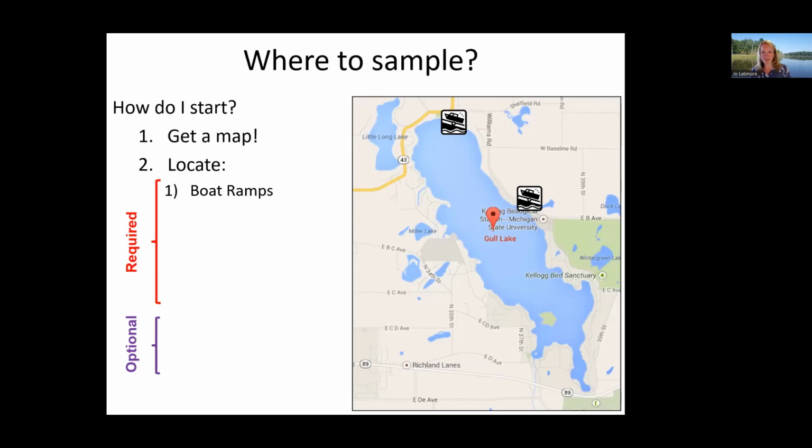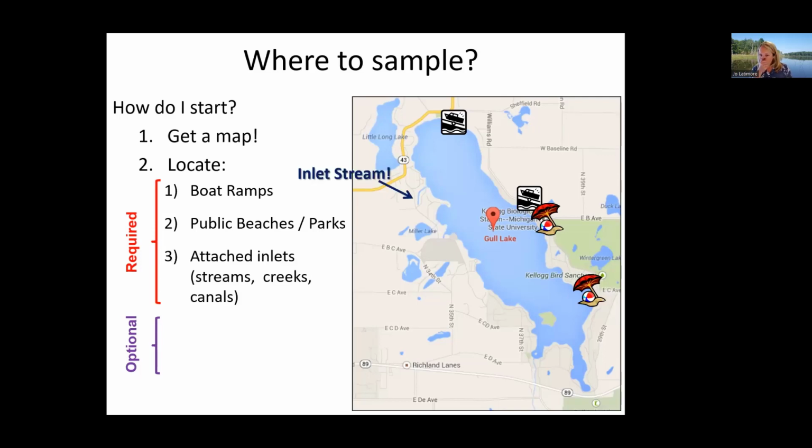That's a requirement. You also want to look for other locations where people might be transporting invasive plants into the lake. So look for things on the map like public beaches and parks, and you know your lake, you know where these places are. Also look for inlets. So here's an inlet stream we'd point out. See this little stream flowing in? This could be a source of invasive species coming from another water body. So any attached inlet like a stream, creek, or canal is important to locate.